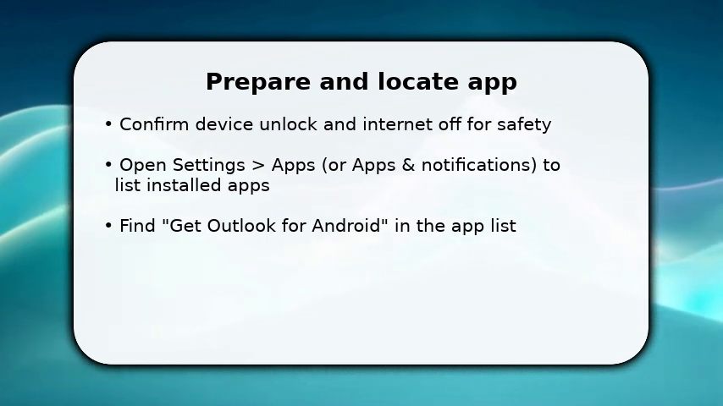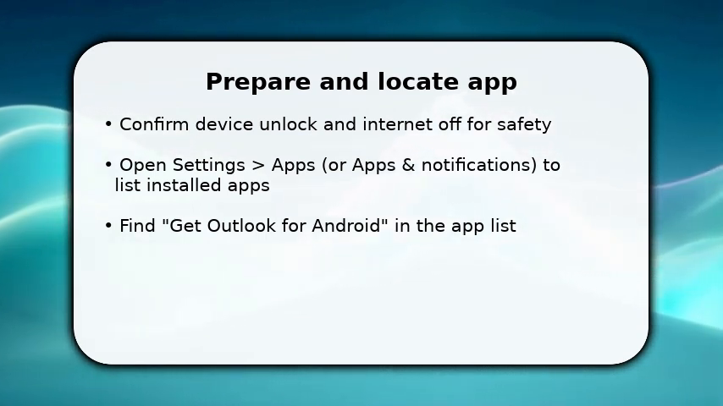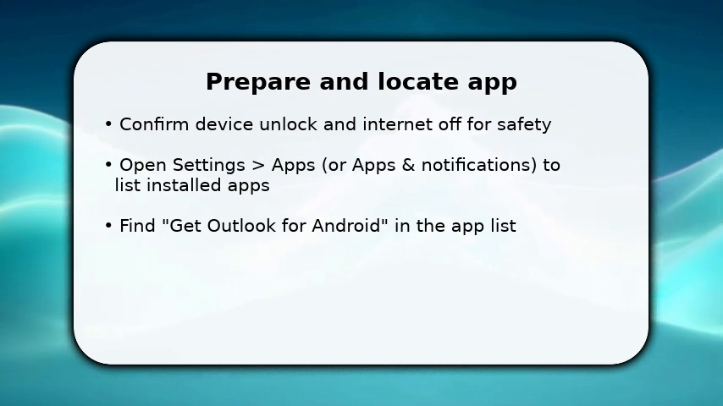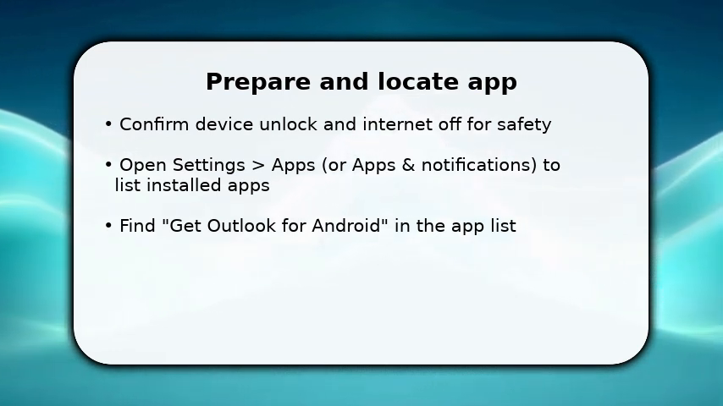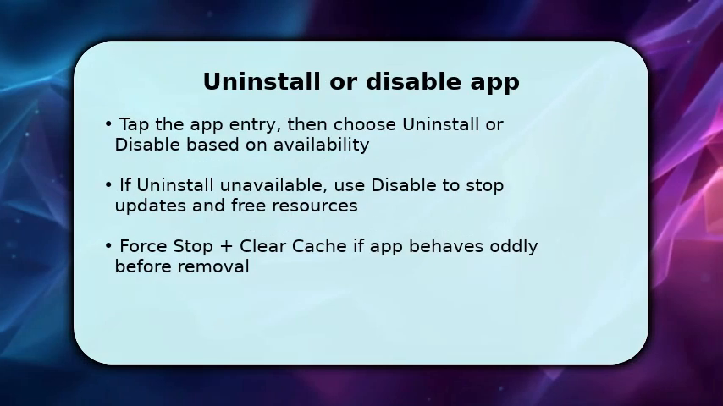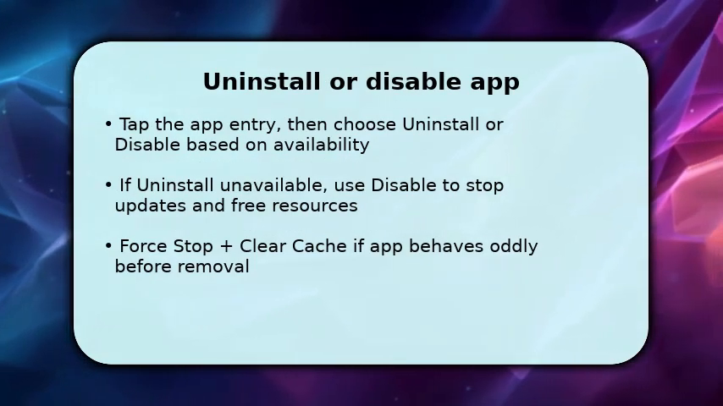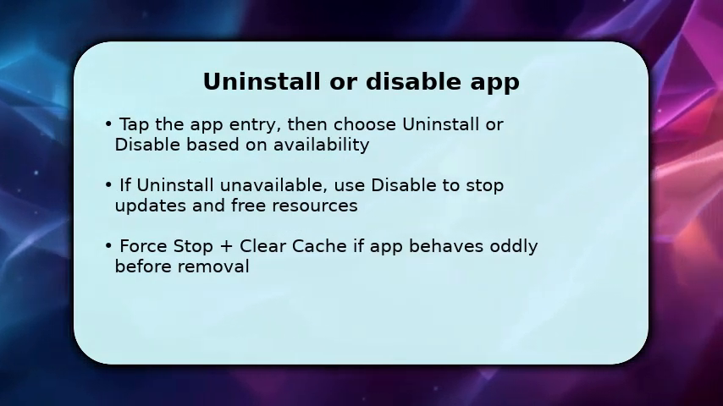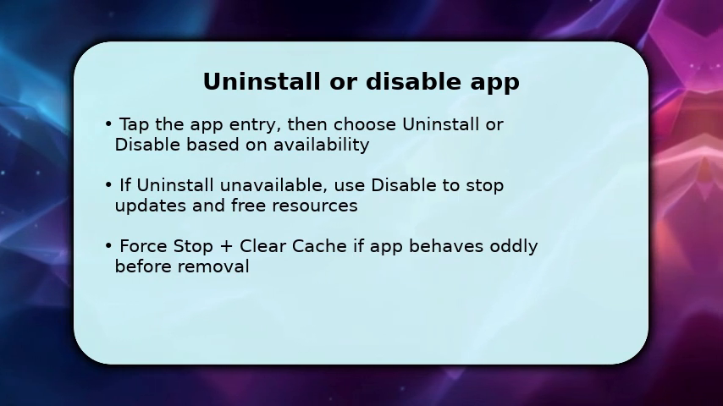Make sure you note whether it's a user-installed app or pre-installed. That determines the next available actions and whether you see uninstall or disable. You now tap the app entry and check the available buttons. If uninstall appears, tap it and confirm to remove the app and its data.